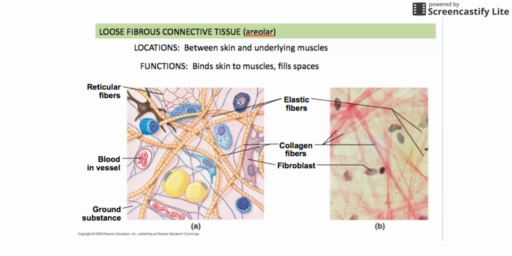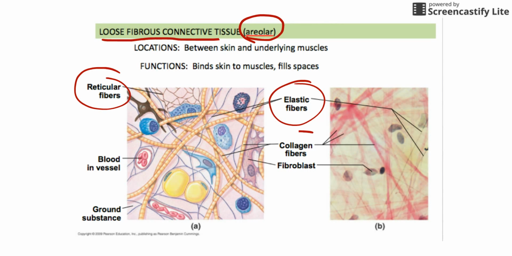Next one is loose fibers, sometimes also called areolar. First of all, look at the structure. It's got some reticular fibers, so it's got some web in there. It's got some elastic fibers. It's got some collagenous fibers, or collagen fibers. So it's got a little bit of everything. It's just your general connective tissue. You typically find it underneath the skin, holding the skin to the muscles, but a lot of times it's also just used to fill spaces in the body.